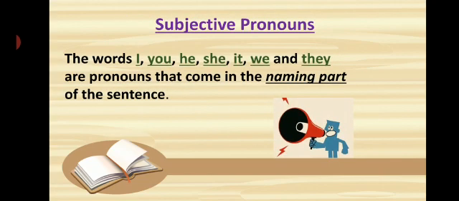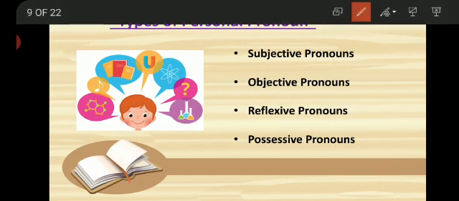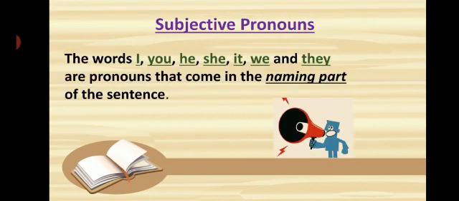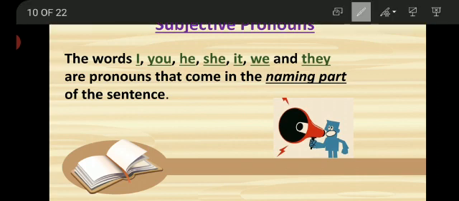Okay students, now how many types of personal pronouns are there? There are 4 basic types of personal pronouns: subjective pronouns, objective pronouns, reflexive pronouns, and possessive pronouns. In our today's lecture, we will discuss these 2 types, subjective pronouns and objective pronouns. So let's start. What are subjective pronouns? As the name indicates, subject. Okay, what is a subject?